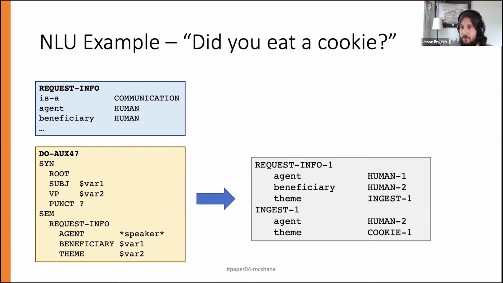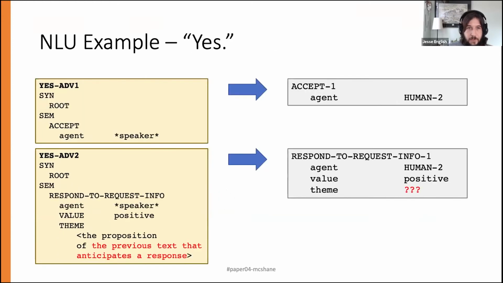And the agent can maybe reason over this or do whatever it wants to do as it reads this in. If there's a follow-up response, another utterance that comes along that's just the word yes, in this example we're going to say that there are two different lexical senses of yes. There's obviously quite a lot more than that, but we'll just limit it to these two.